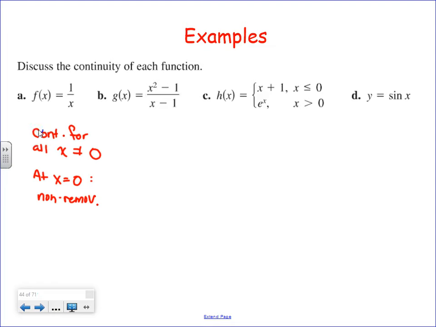Next one. X squared minus 1 all over x minus 1 is continuous for all x except 1. Remember, the denominator cannot equal 0, therefore x cannot equal 1. True? Now, what is going on at 1? This one is a vertical asymptote because 1 over 0, the discontinuity, that's infinite form.